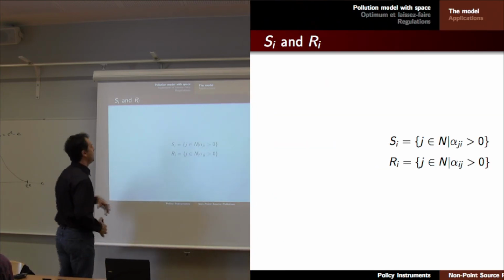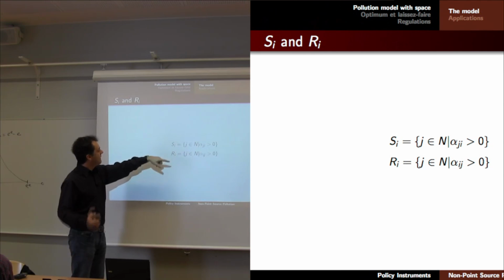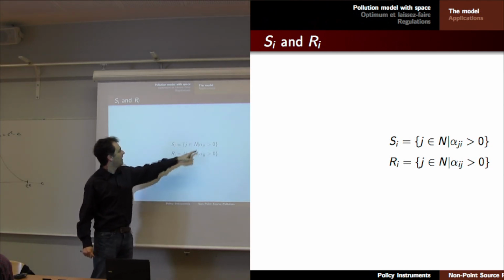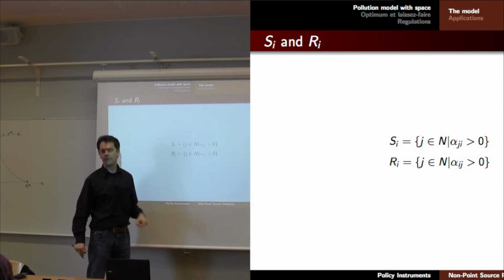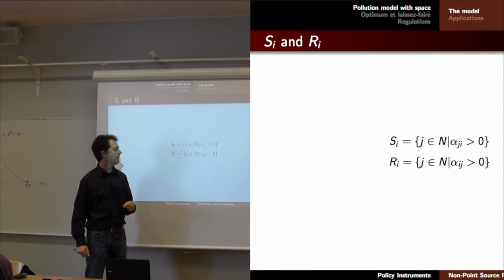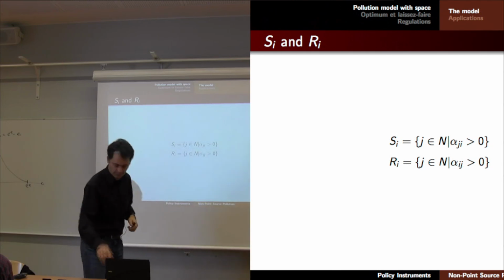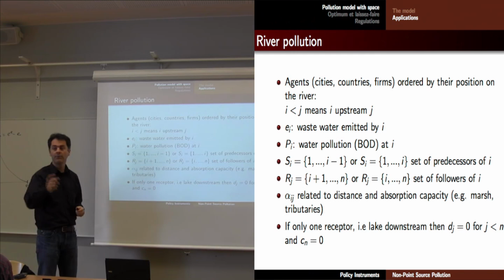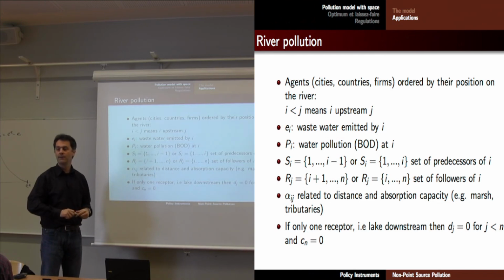So formally, you can define those sets. S_i is the set of agents from which this transfer coefficient is strictly positive, and R_i also. That's just some notation. Actually, Jessica will post the slides on the website today.